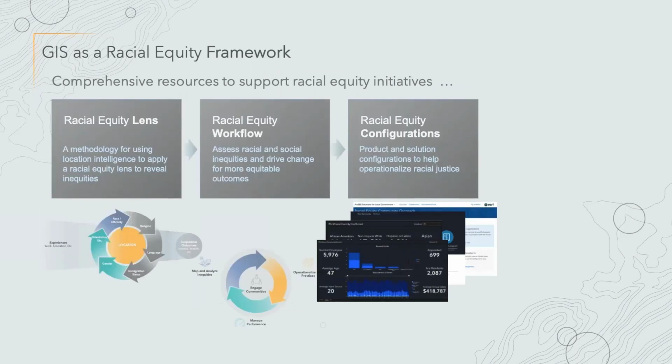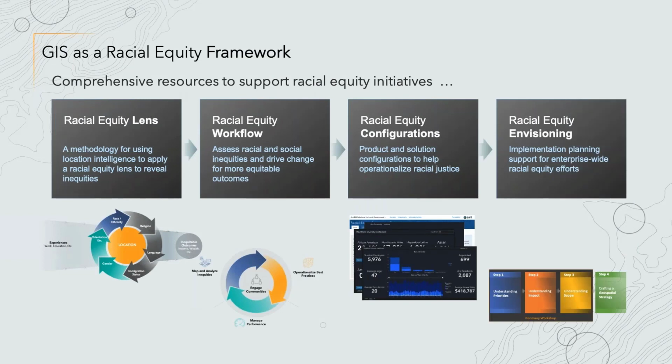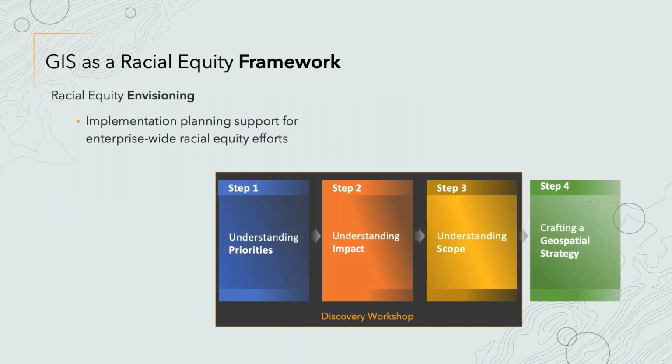Finally, there's an envisioning process for enterprise-wide racial equity initiatives. We understand that many leaders in the health and human services space, including a growing list of racial equity leads, are working to organize and oversee racial equity initiatives and drive impact across the enterprise. So we're making available resources to facilitate the understanding of priorities, impact, and scope in a structured manner to create geospatial strategies that help leaders orchestrate the delivery of geospatial capabilities to drive racial equity throughout your communities.